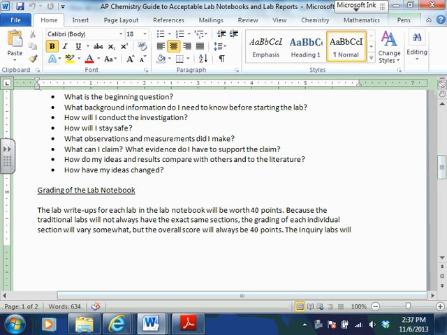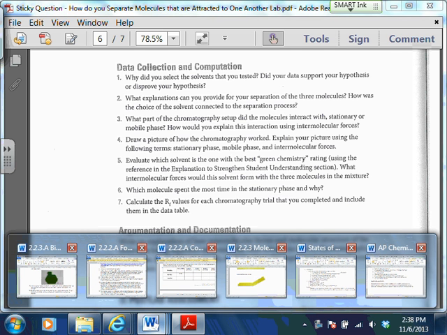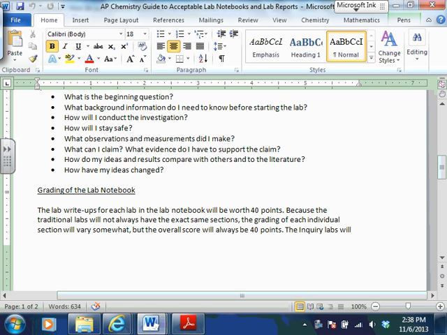And then in the how have my ideas changed section, just by default, because that's the last section, that's where I'll have you answer the post-lab questions, all right? We'll call these data collection and computation questions, we'll call those the post-lab questions for this one. So that'll go in the how did my ideas change section, just because I don't really have a better place to put it for this lab. So these post-lab questions will go into your section, how have my ideas changed. Okay, does that make sense? You have your heading, how have my ideas changed? That's where the post-lab questions will go.